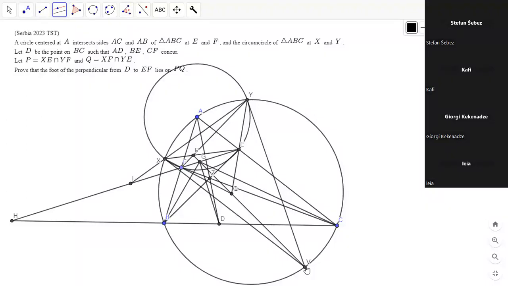So, okay. So let's think about that. How would we prove that? IF over IE and HB over HC.